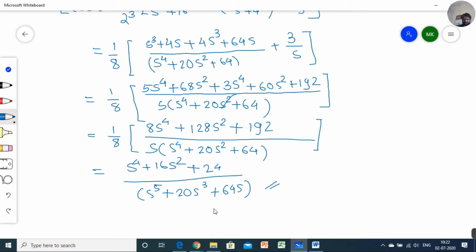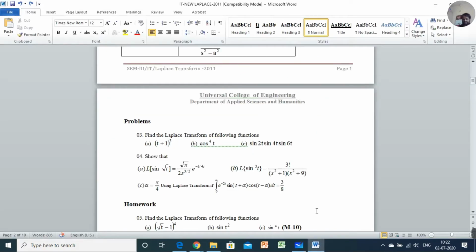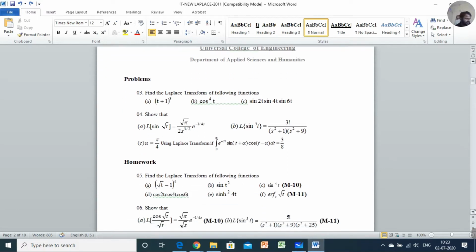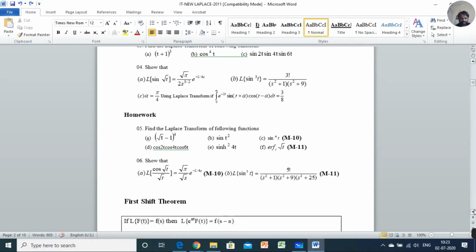Now similarly we can see the next things. Now see, I just solved this question, and I hope in the last lecture I already solved sine raised to power 5t.